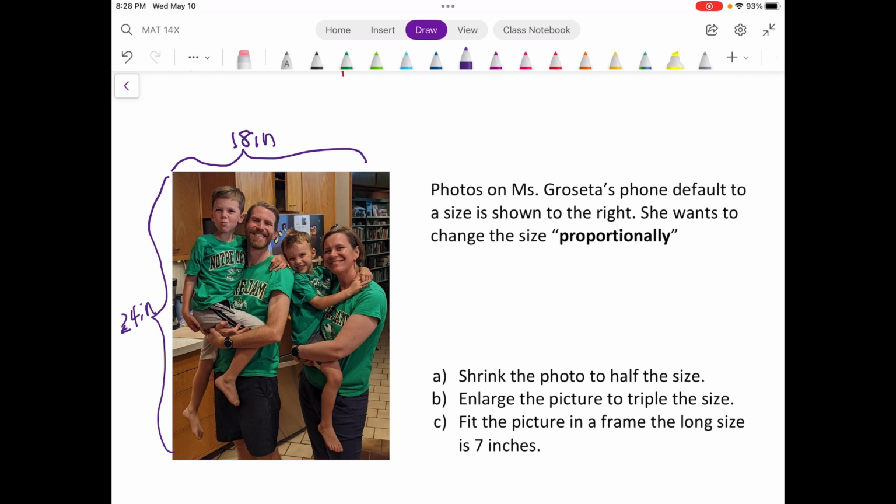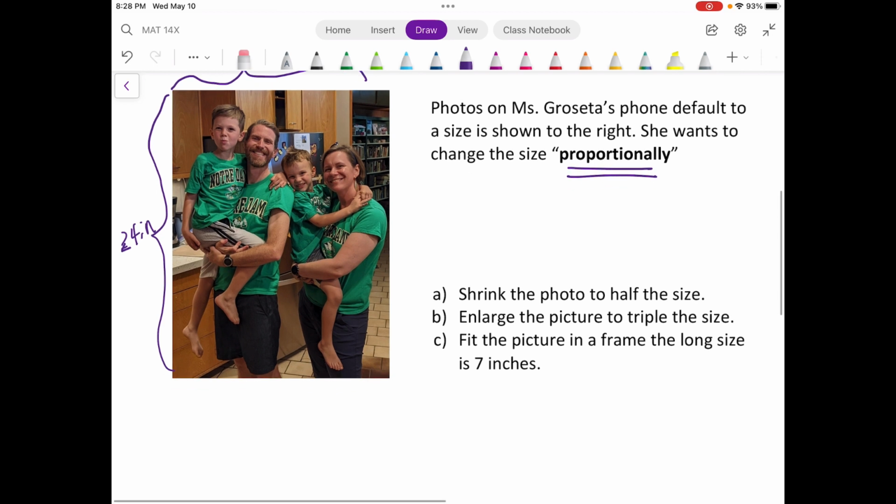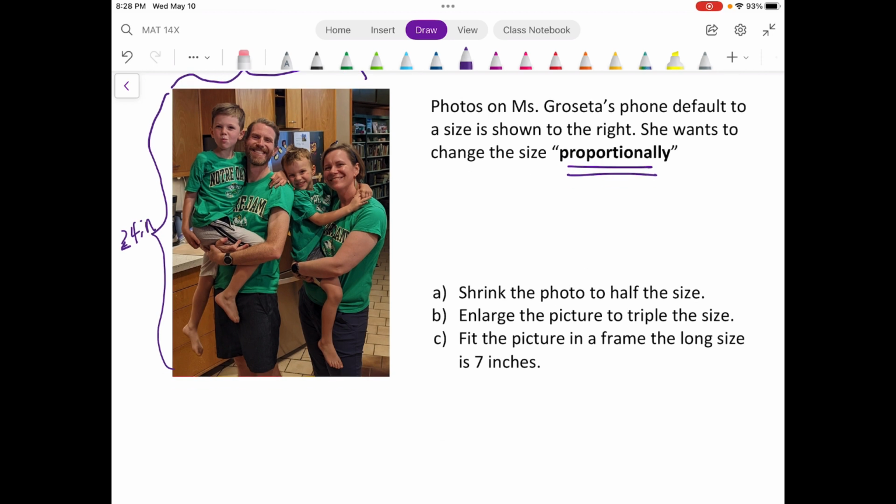Normally when you get photos printed, they're getting shrunk down from their digital size, but we maintain proportionality. We're not going to elongate anyone's faces. We're going to keep that relationship, that 18 inches to 24 inch relationship, constant no matter what size we make the photo. And so we're going to do 3 things to this photo. First, we're going to shrink it to half the size. Then we're going to make it poster size. And then we're going to try and fit it into a frame. What would the side lengths have to be? So let's start with that first problem.